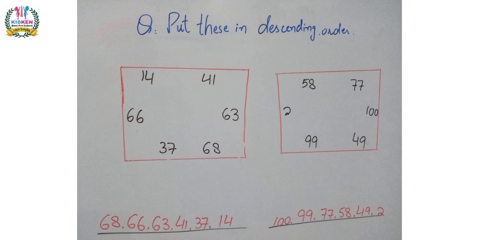much smaller than the others. In the next part of this question, we also have six numbers in the box: 58, 77, 2, 99, 49 and 199. Simply, we write these from larger to smaller. So 199, then 99, then 77, then 58, then 49, and last 2, because 2 is much smaller than the others.